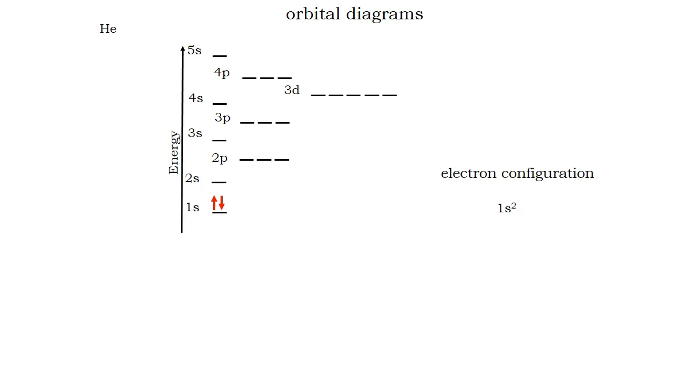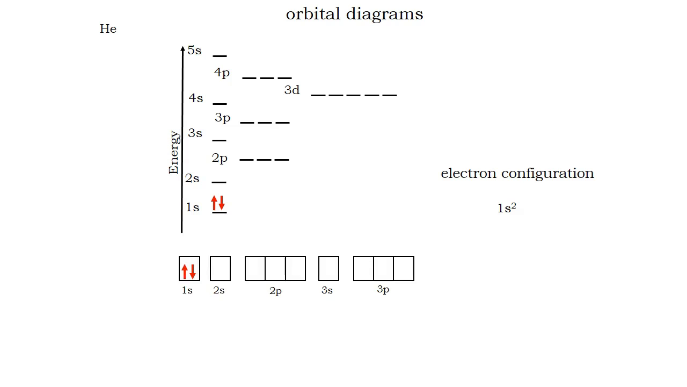One other thing I want to tell you is that this is what one orbital diagram looks like. Sometimes, though, to save space, we don't draw them like this. We draw them horizontally in a line with boxes or with lines. So these are all kind of the same thing.